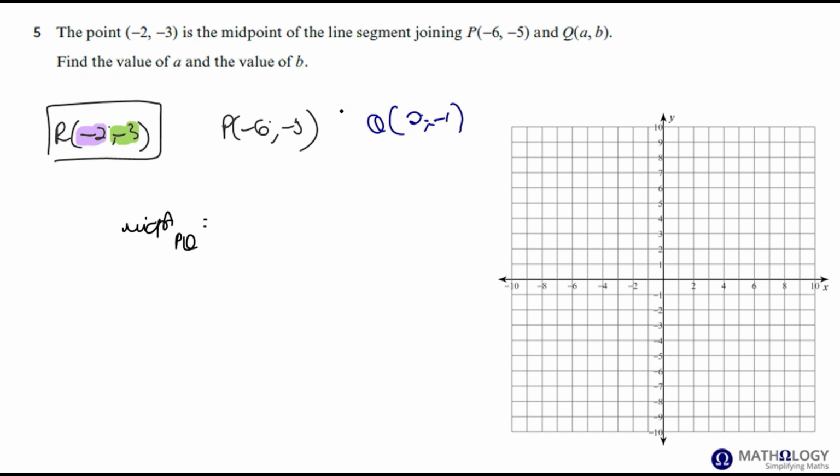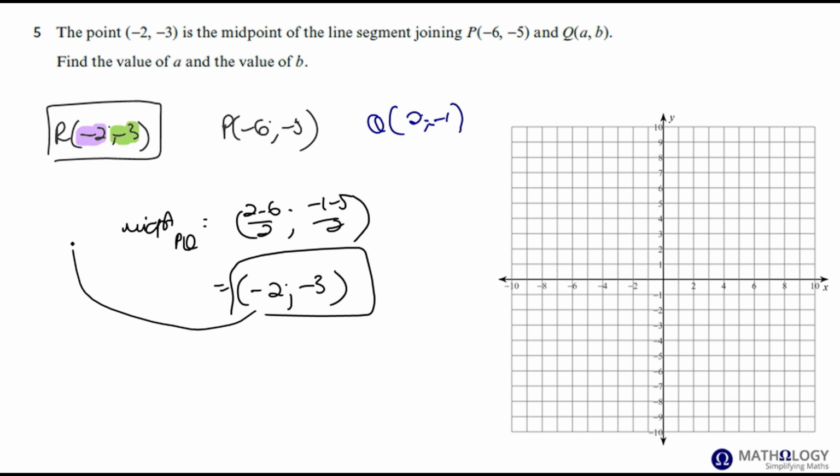Which is (x2 + x1)/2. So it's going to be (2 - 6)/2, and (y2 + y1)/2, (-1 - 5)/2. Minus 4 over 2 is minus 2, and minus 6 over 2 is minus 3. And surprise, surprise, we get the coordinates of R.